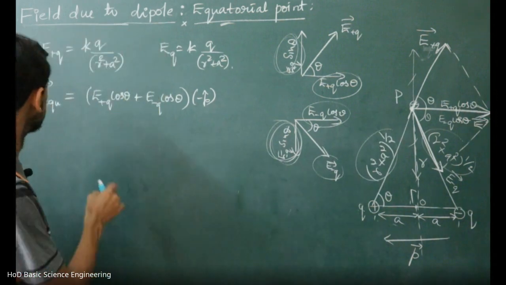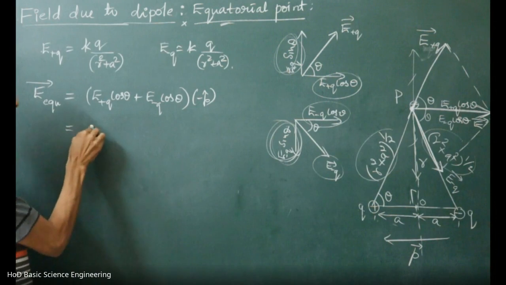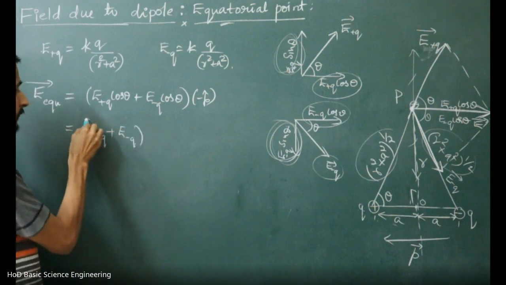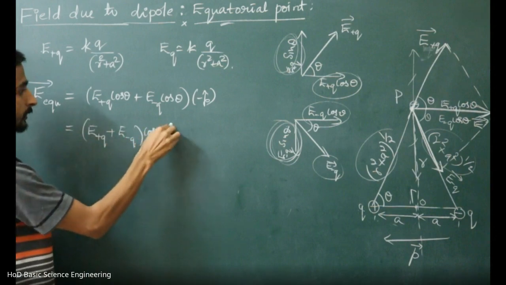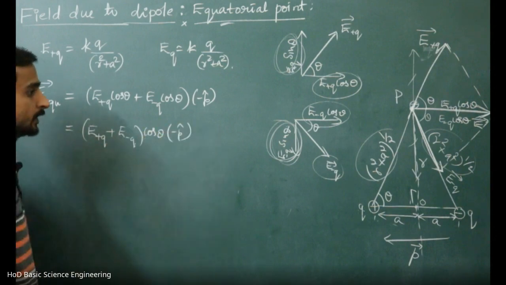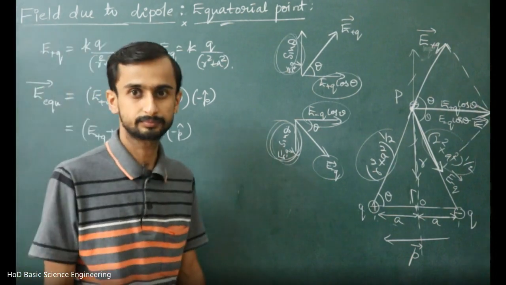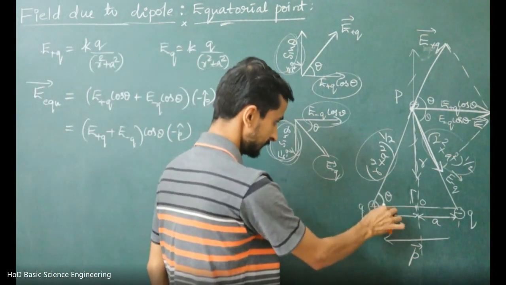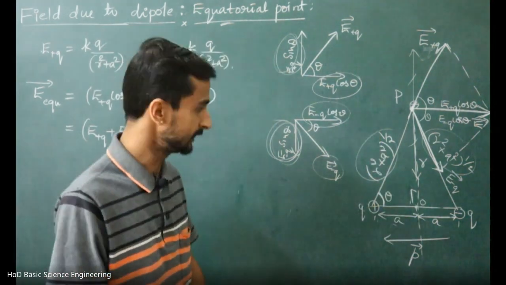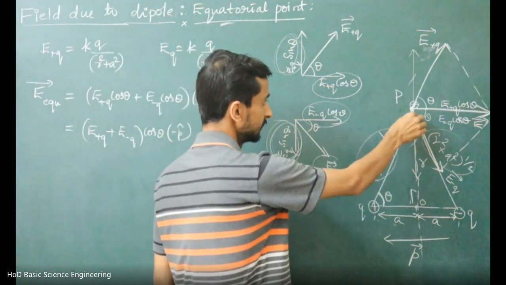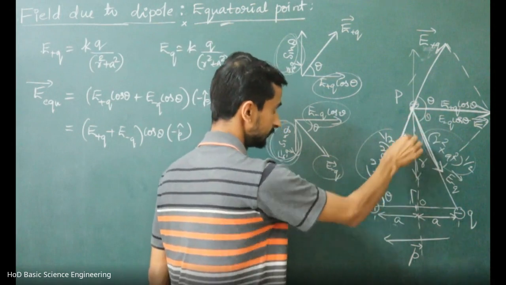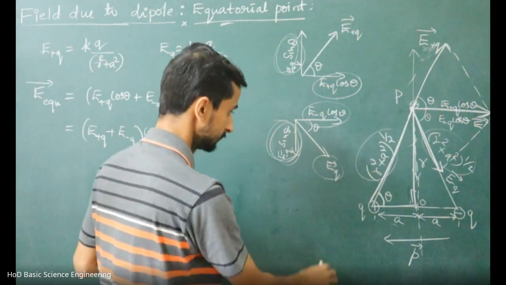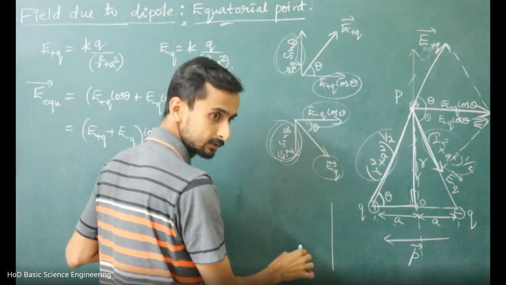Now, come to this. Here we have E plus Q plus E minus Q, into cos theta, into minus p cap. Now what about cos theta? Just look at this. This is theta, right? Now let us consider this particular triangle. I will rewrite that like this.